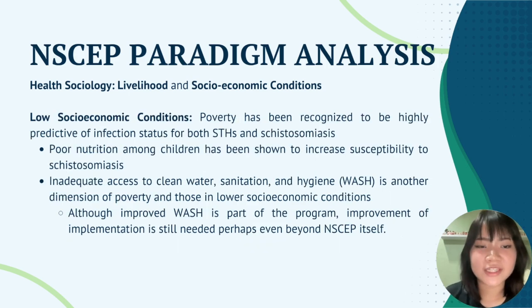Furthermore, agriculture is widespread in poor communities where low socioeconomic conditions heighten the risk of schistosomiasis. Children in these areas also face poor nutrition, increasing their susceptibility to the infection. Additionally, limited access to healthcare, clean water, and sanitation, or WASH, worsens disease spread by sustaining schistosome-infected snail habitats. While WASH improvements are included in NSEP, stronger implementation is needed, possibly even beyond the program, to effectively reduce transmission and protect vulnerable populations.